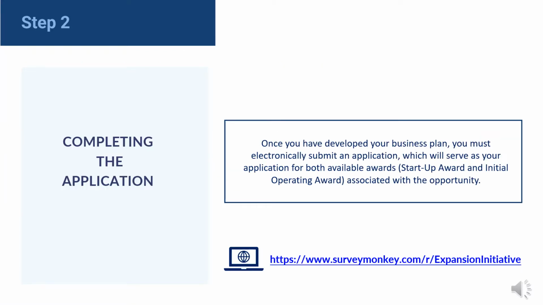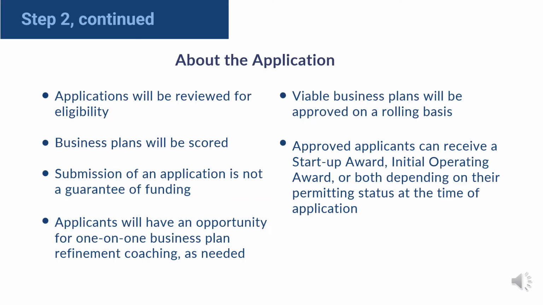Step 2, completing the application. Once you have developed your business plan, you must electronically submit an application, which will serve as your application for both available awards, Startup Award and Initial Operating Award, associated with the opportunity. You can find the link to the survey here at www.surveymonkey.com/r/expansioninitiative.